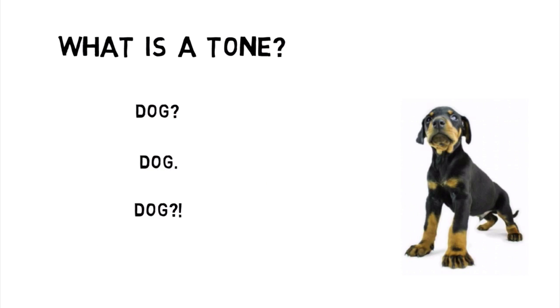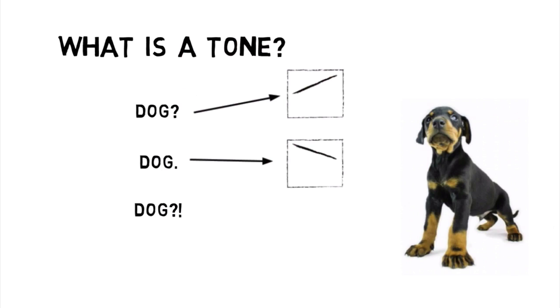And if we zoom in a bit on just the word dog, dog, dog, dog, you'll find that you can tell the difference between a question, a statement, and a kind of sarcastic question all through the pitch or tone of my voice. Questions start at a middle pitch and go up. Statements start high and go down, and sarcastic questions tend to start low and come back up to the middle.